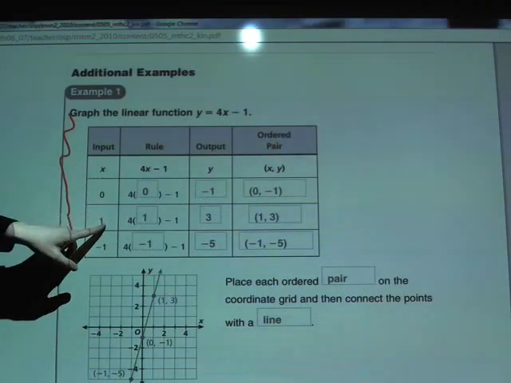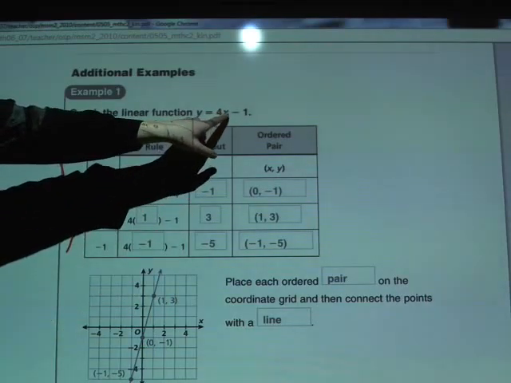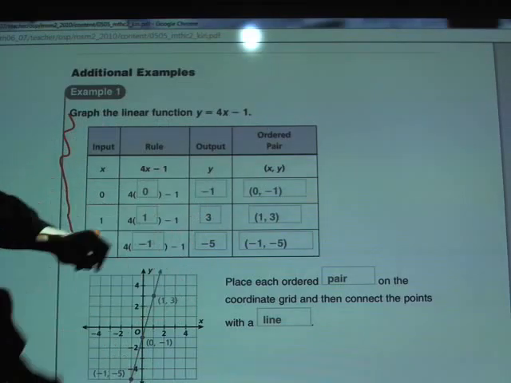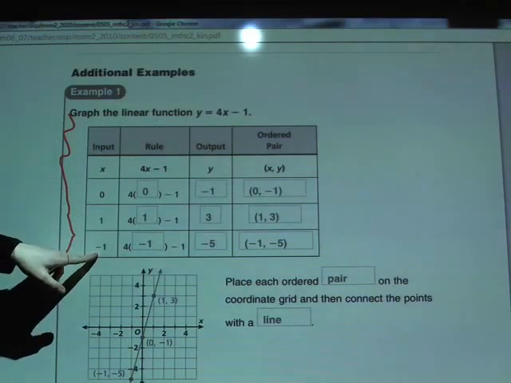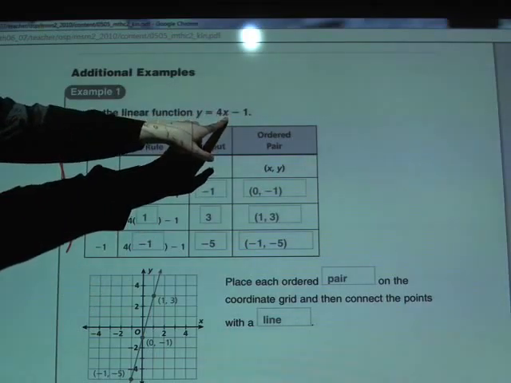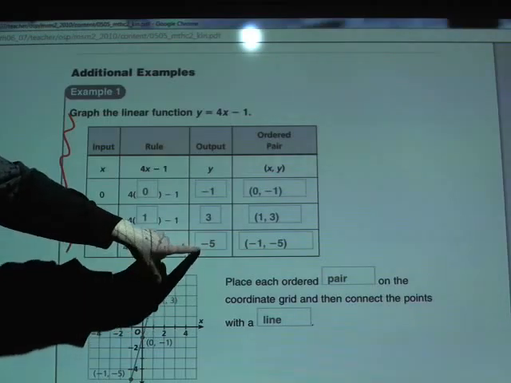Second time through, I'm going to change x into 1. So when I change x into 1, it's 4 times 1, which is 4, minus 1, which is 3, which is what you can see we have right here. And then the last one with negative 1, 4 times negative 1 is negative 4, minus 1 is negative 5, which is what you can see they got right here.